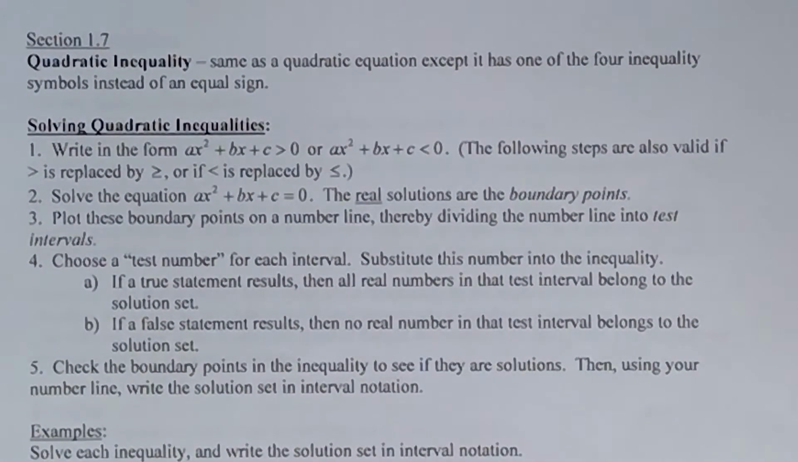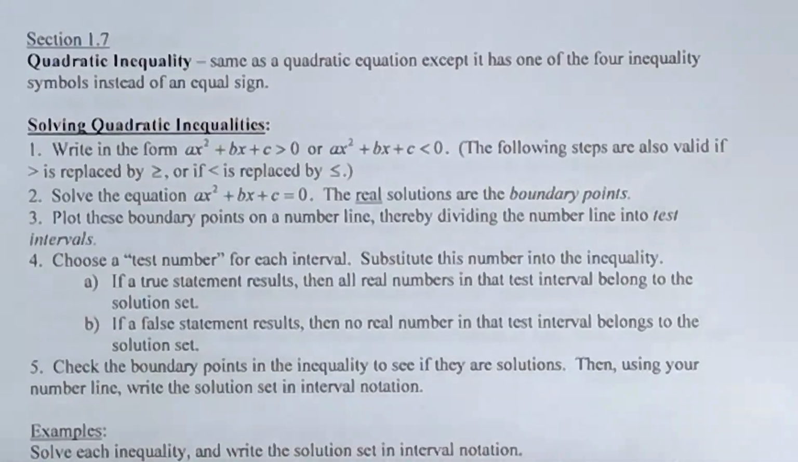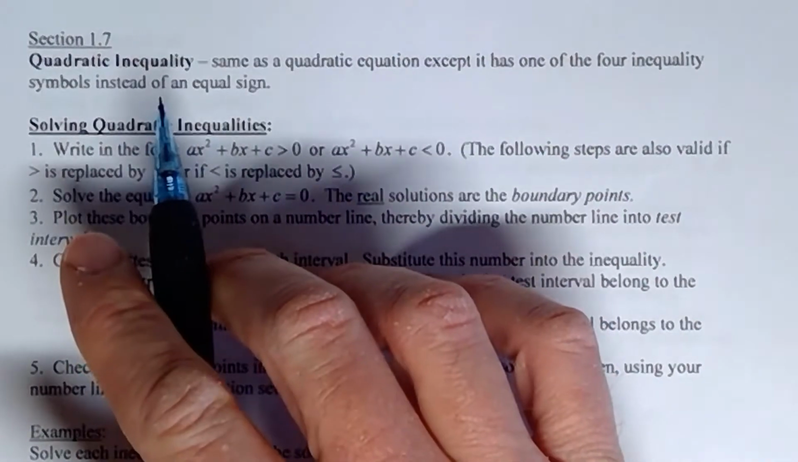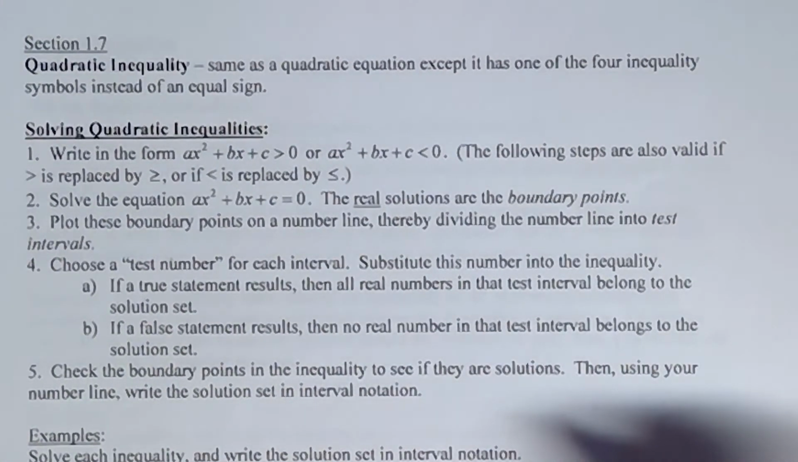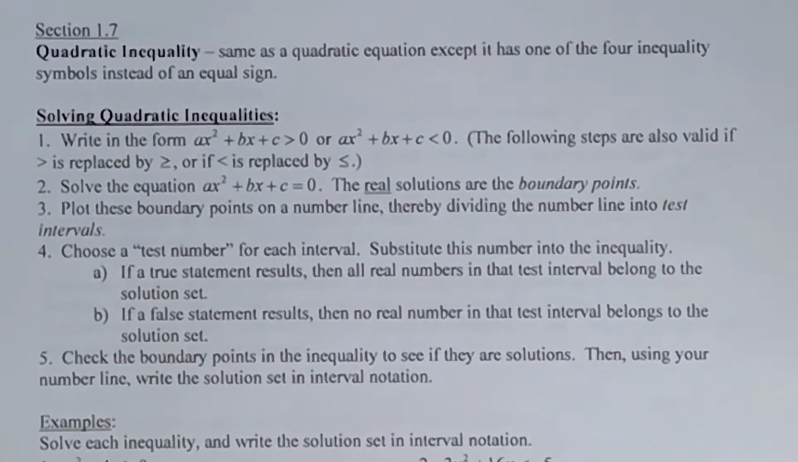We're now moving on into section 1.7. We're going to have a couple different parts to this. First part here on the first page is called Quadratic Inequalities. It comes from the fact that this is obviously a type of inequality.